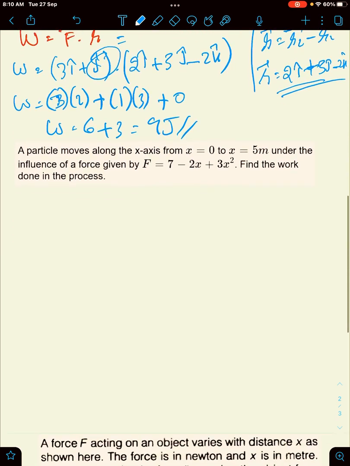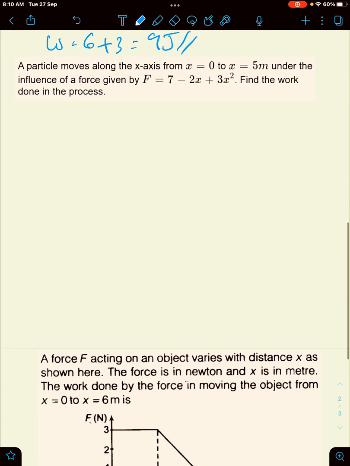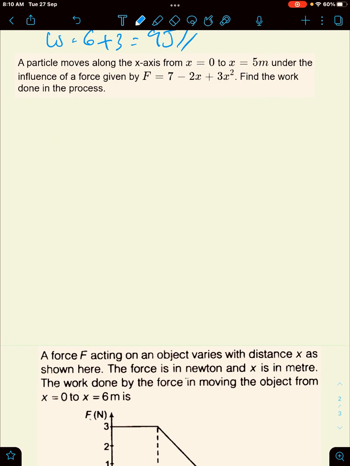Got one more question here. A particle moves along x-axis, and initial position x1 is given, that is 0, and x2 is also given, 5, and they have given the force which is equal to 7 minus 2x plus 3x square, and they are asking what is the work done. Now question comes again, is it a constant force or a variable force? I think it is a variable force. You can ask me, sir, why? Because this is the function of x.